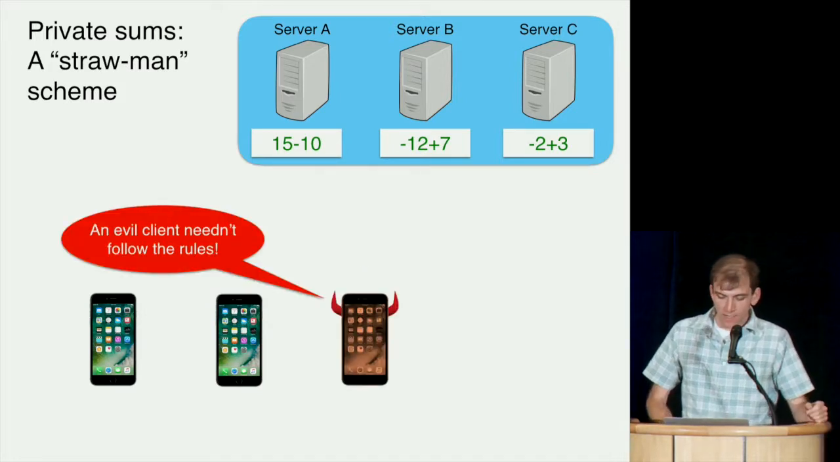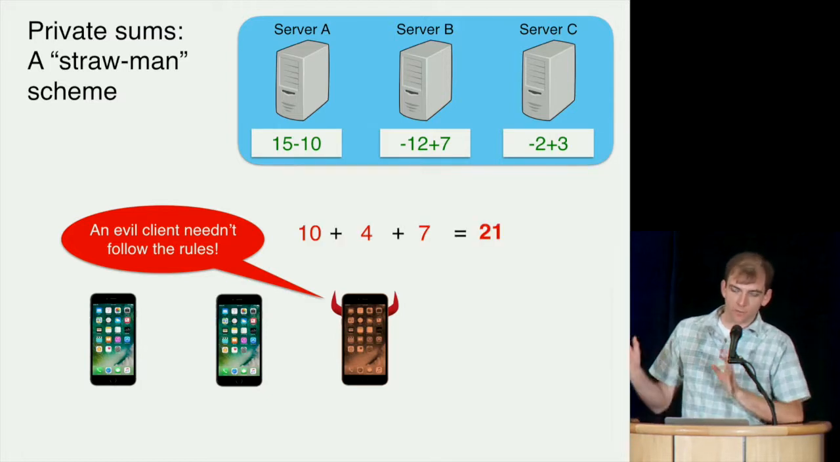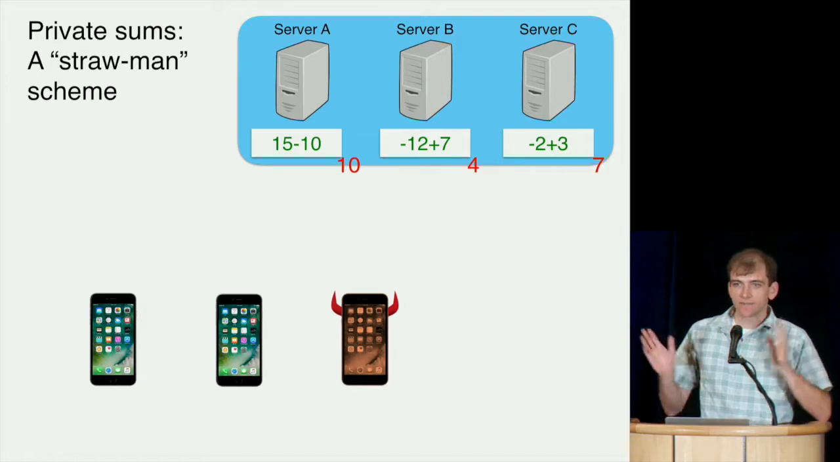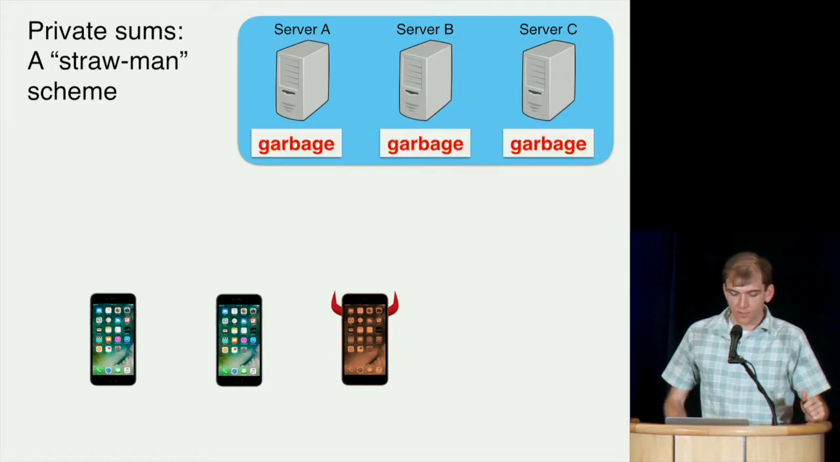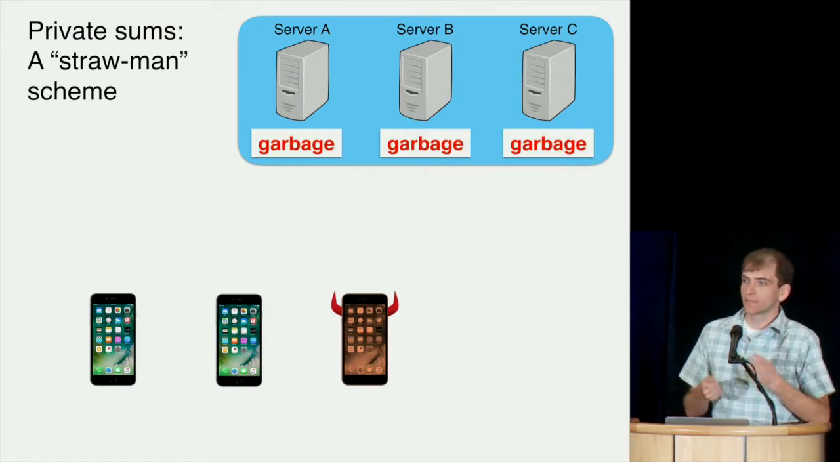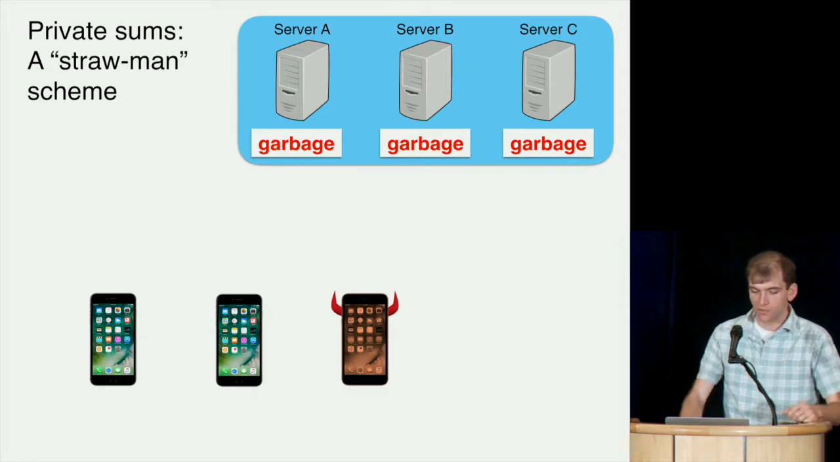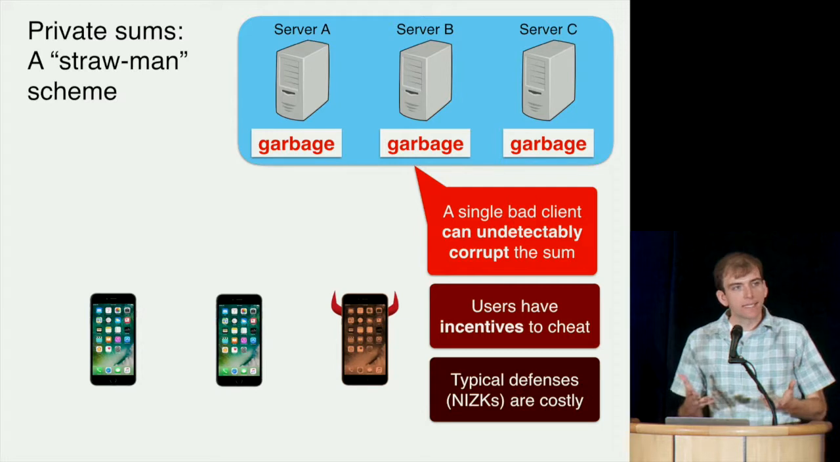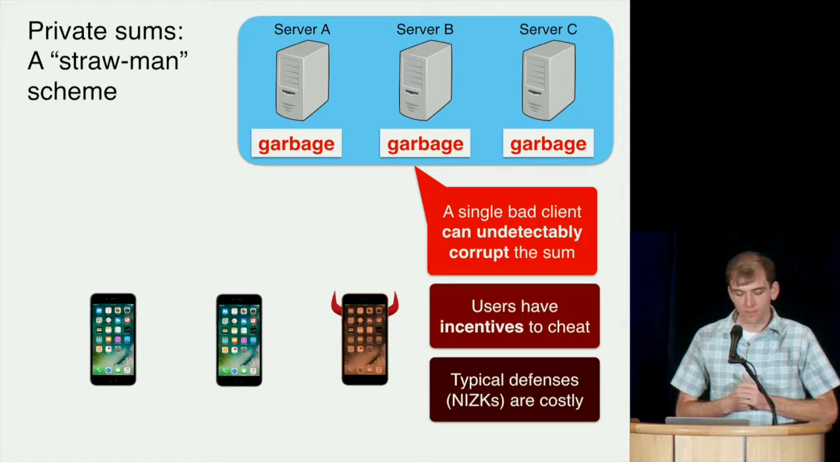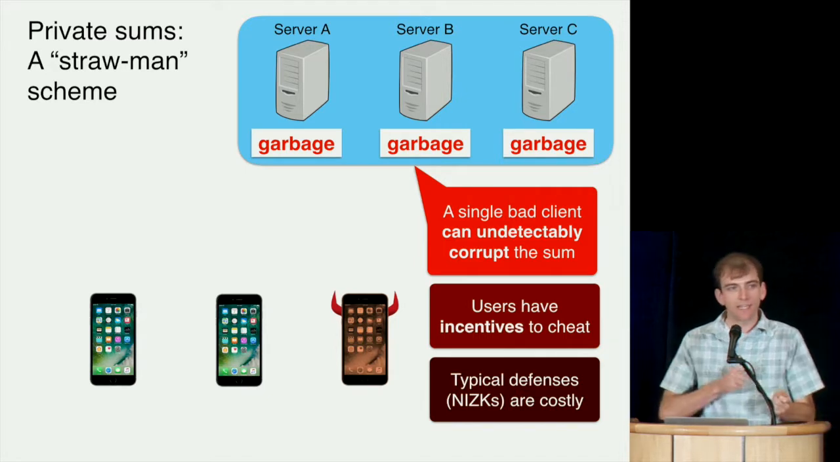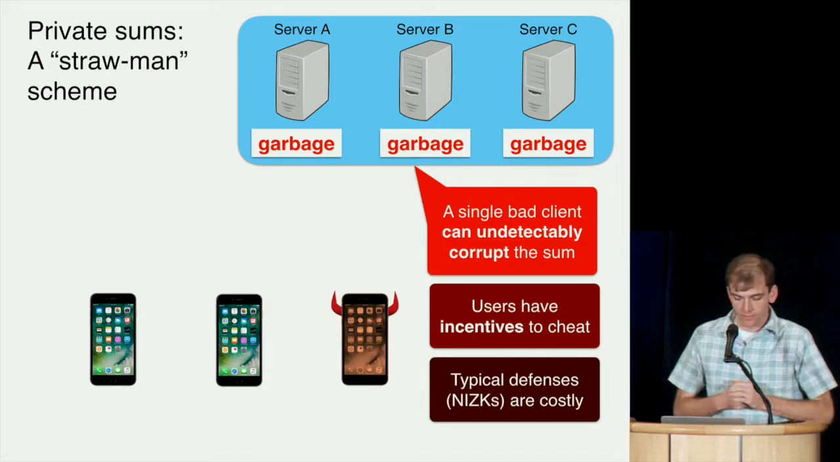It can pick shares that add up to some large number, say, and then it can send these shares to the servers. The servers have no idea that anything has gone wrong, and as soon as they process the request from this malicious client, they'll corrupt their accumulators. So basically, a single bad client using this simple scheme can undetectably corrupt the sum, and the servers won't even know which client caused the protocol to fail.